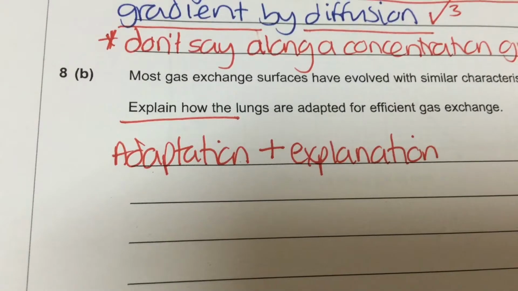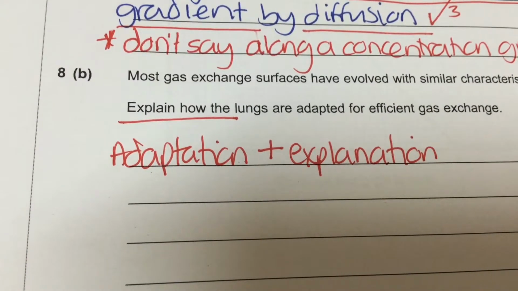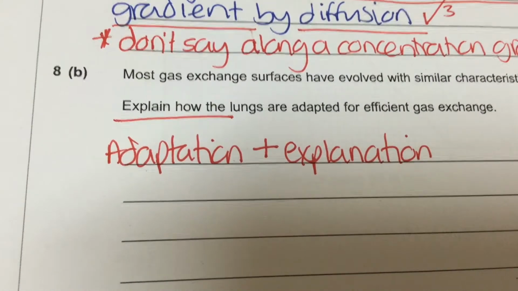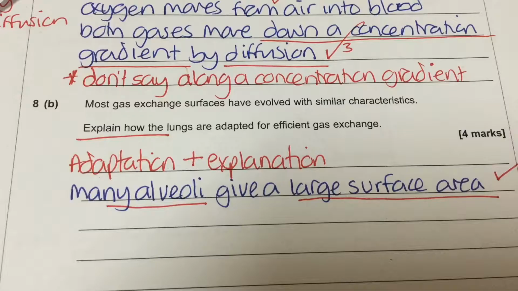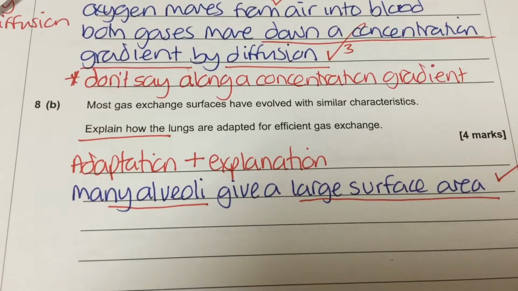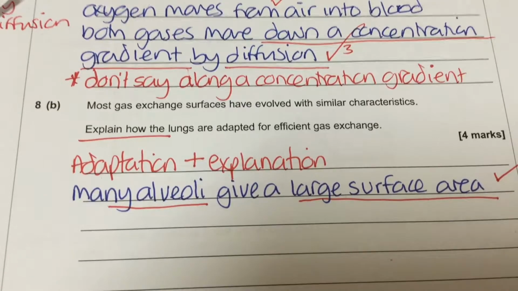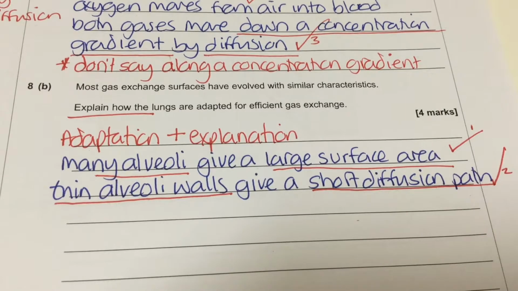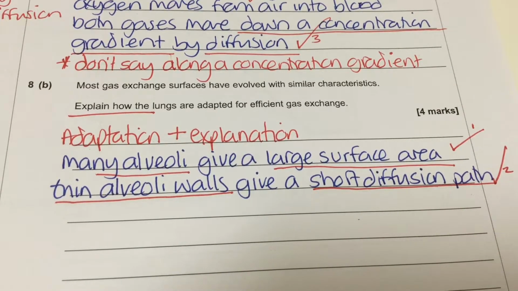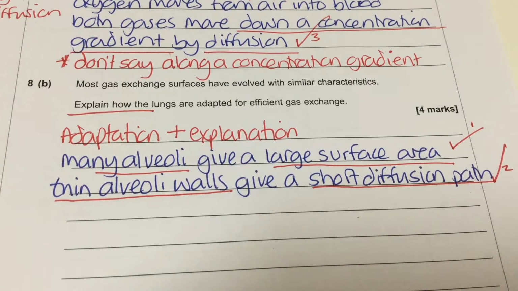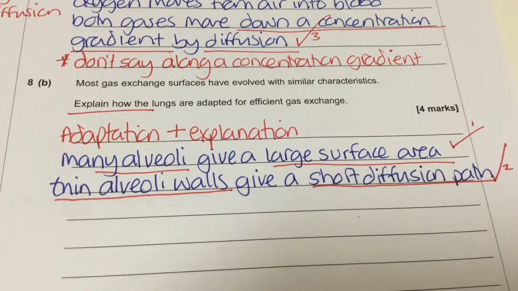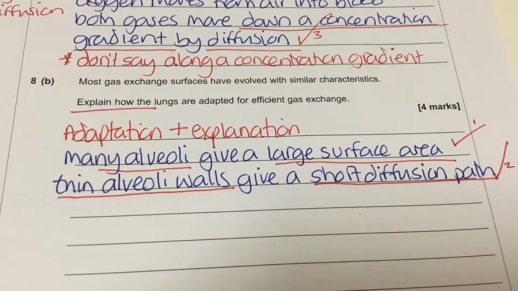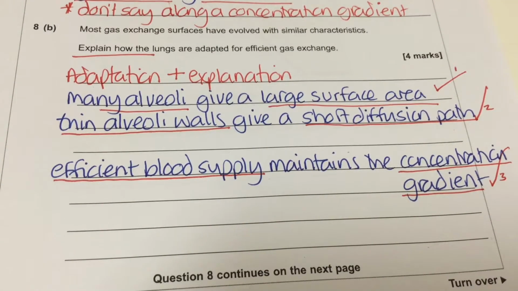The first 2 were the ones that most students got. If you're looking for grades 7 to 9, you need to be able to come up with all 4. And the last 2 are the ones that most students struggle to give. But they are clearly Key Stage 4 concepts. The first 2 could be argued that you learnt about in Year 8 and there's no uplift at GCSE. So for our second mark, we're going to talk about thin alveoli walls. That's the adaptation, and the explanation is that the thin gives us a short diffusion pathway.